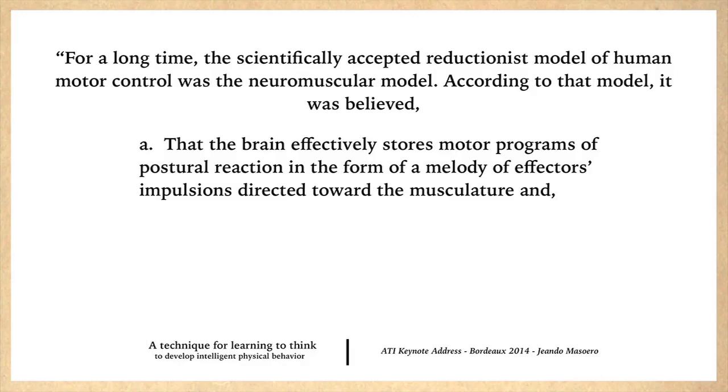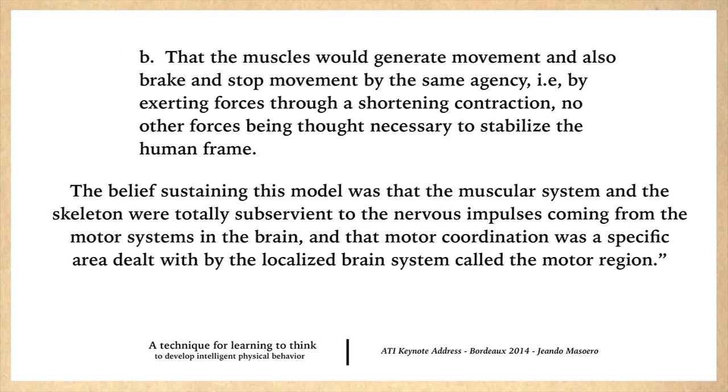Masoero says, "For a long time, the scientifically accepted reductionist model of human motor control was the neuromuscular model. According to that model, it was believed A. that the brain effectively stores motor programs of postural reaction in the form of a melody of effectors' impulsions directed toward the musculature, and B. that the muscles would generate movement and also break and stop movement by the same agency, i.e., by exerting forces through a shortening contraction, no other forces being thought necessary to stabilize the human frame.